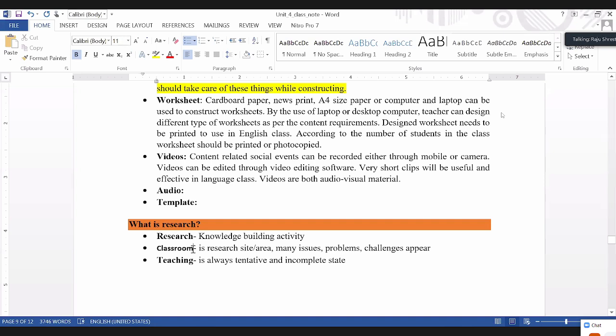And another thing, the classroom. The classroom is a research area, a research site. Many issues, problems, challenges appear on a daily basis, on a regular basis, every time, every moment, new issues and problems come in the course of teaching. New problems and challenges arising are the topics for research. If problems, issues, challenges appear every day in the classroom, then they are the topics for research. We do not need to run to the market looking for research topics.